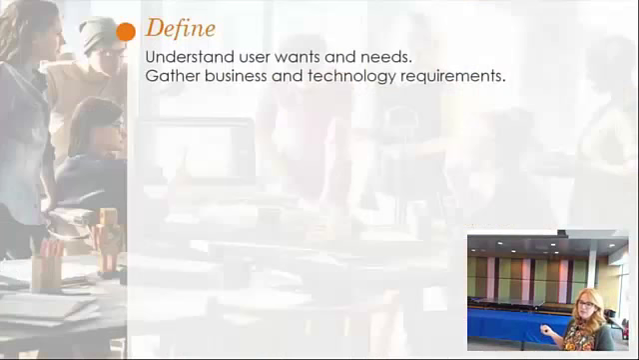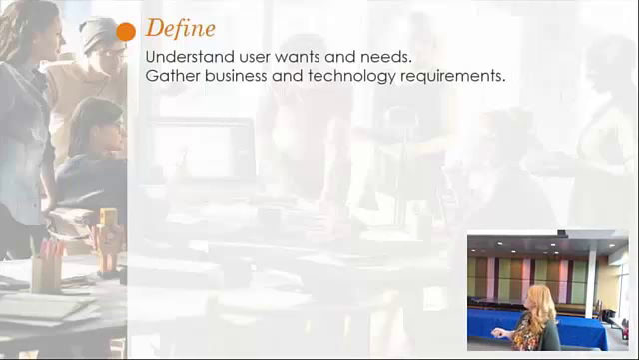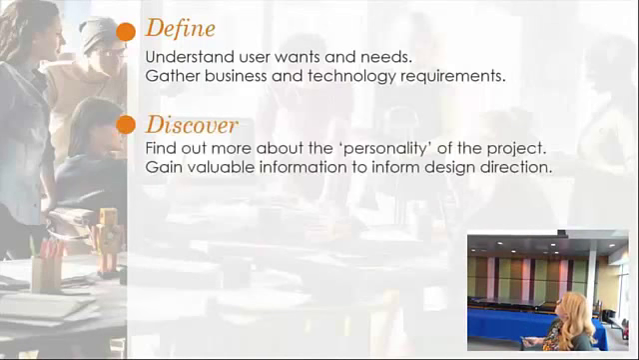So there are four basic stages of the design process that we're going to talk about today. The first is define. This is when we understand the user wants and needs and gather business and technology requirements. Next, we discover. That's the stage where we find out more about the personality of the project. We gain valuable information to inform the design direction, and we get an idea of the style of the client.